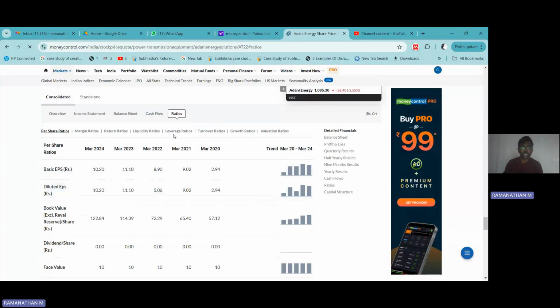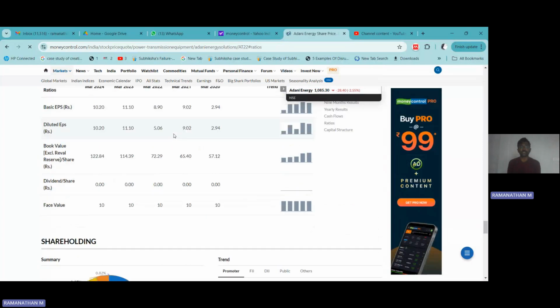Yes, ratios. Here there are five ratios listed. These are numbers you can attain by calculating with the financial data. Here they have mentioned four. One by one we'll see what each ratio is all about and why. First one is basic EPS, earnings per share.